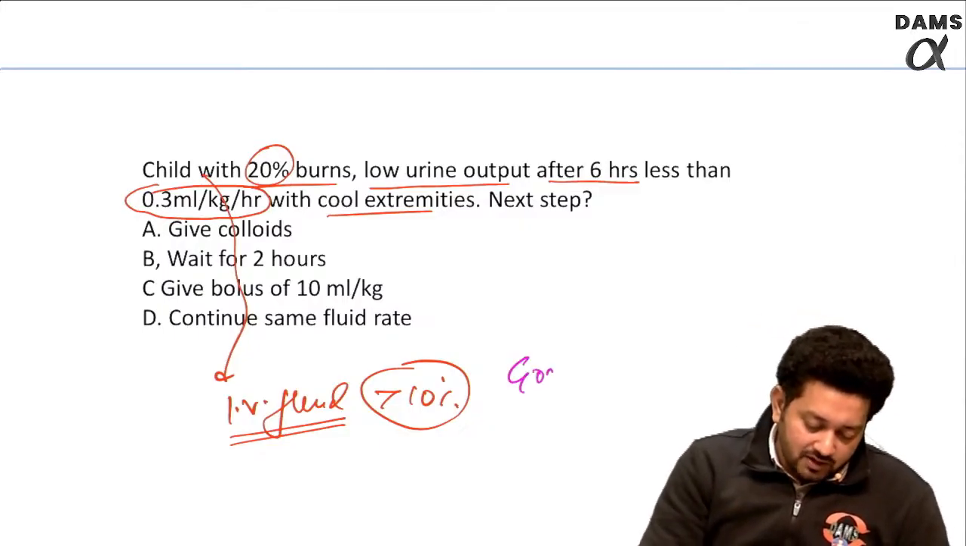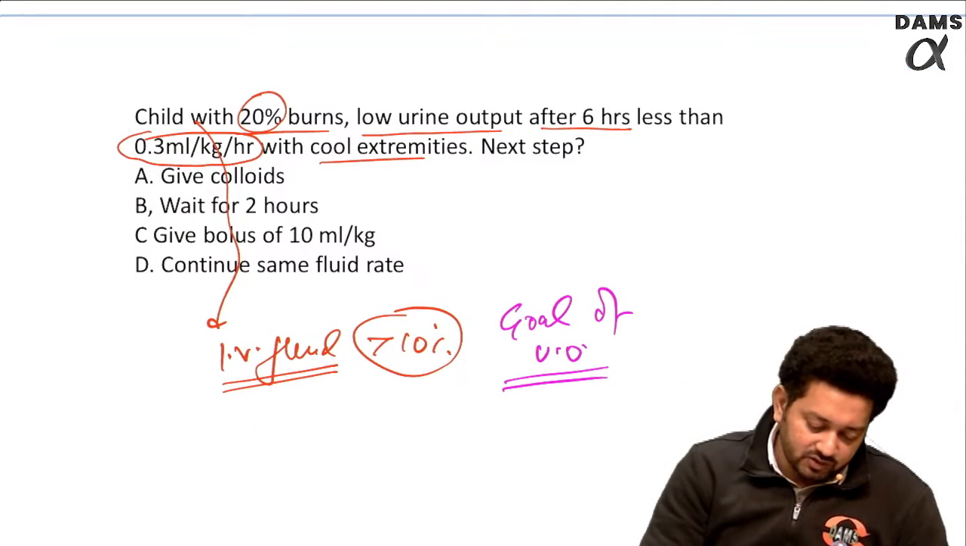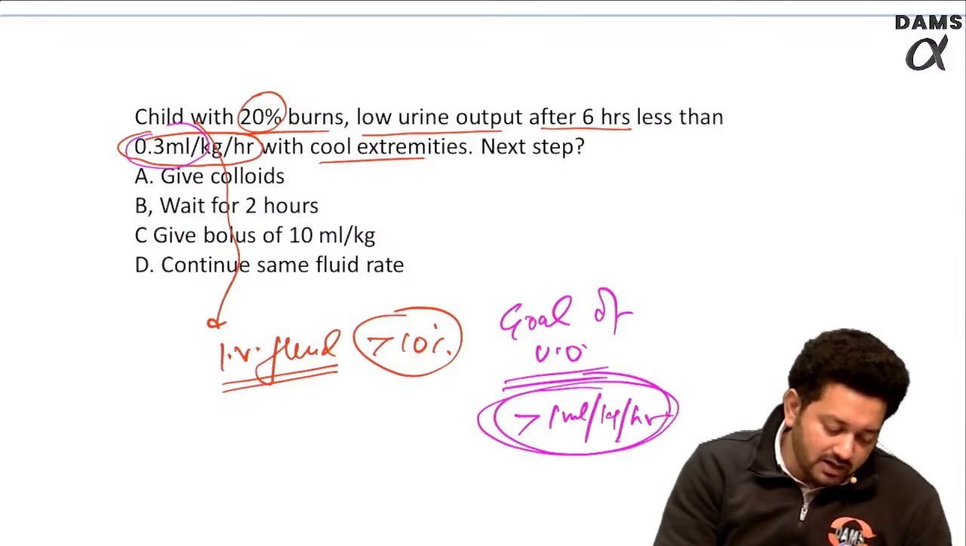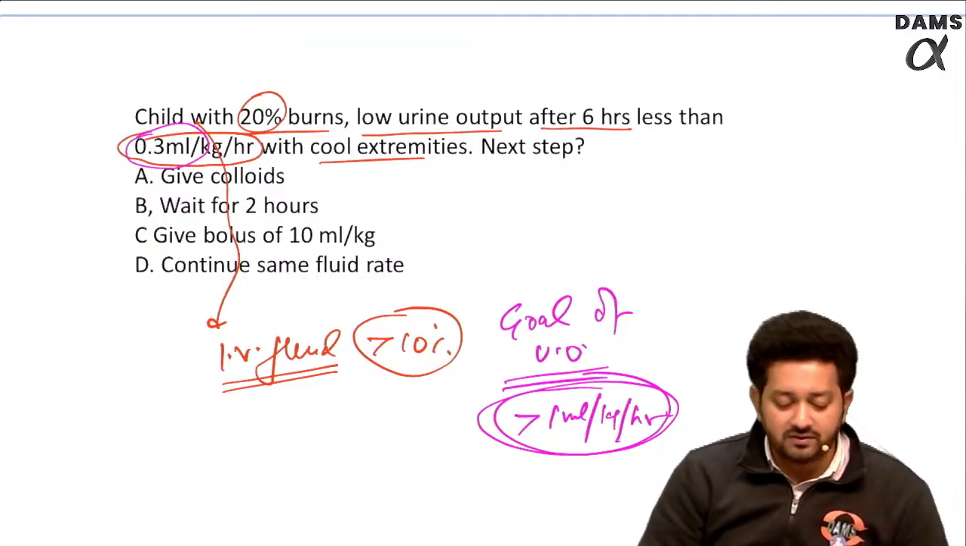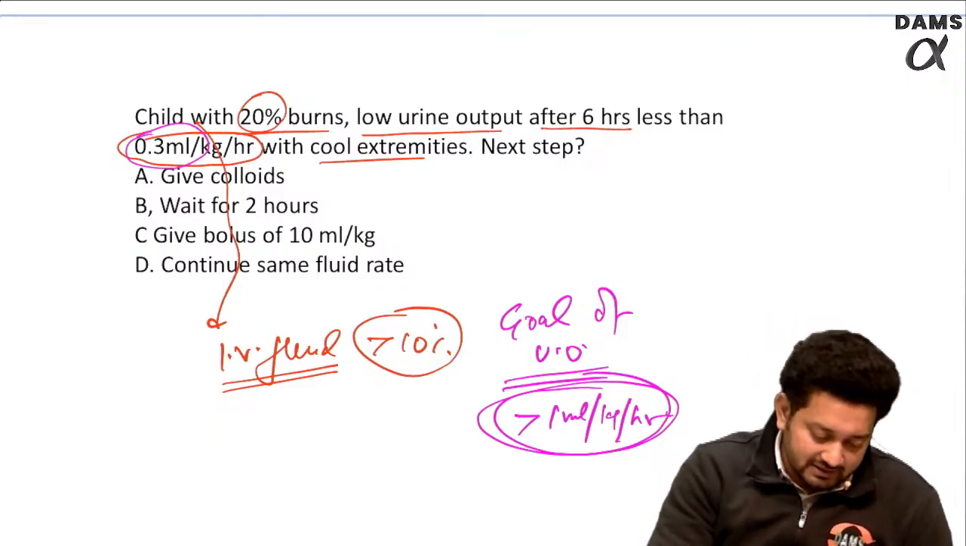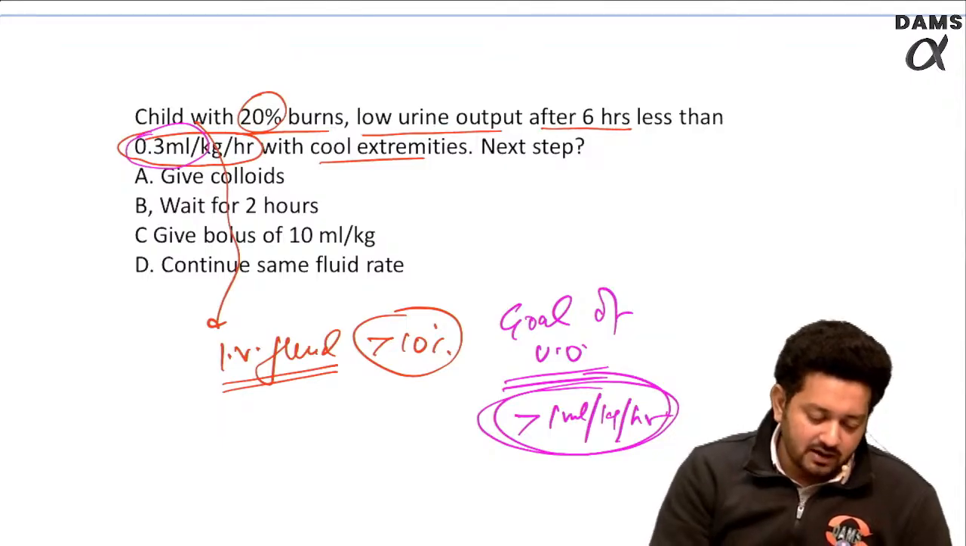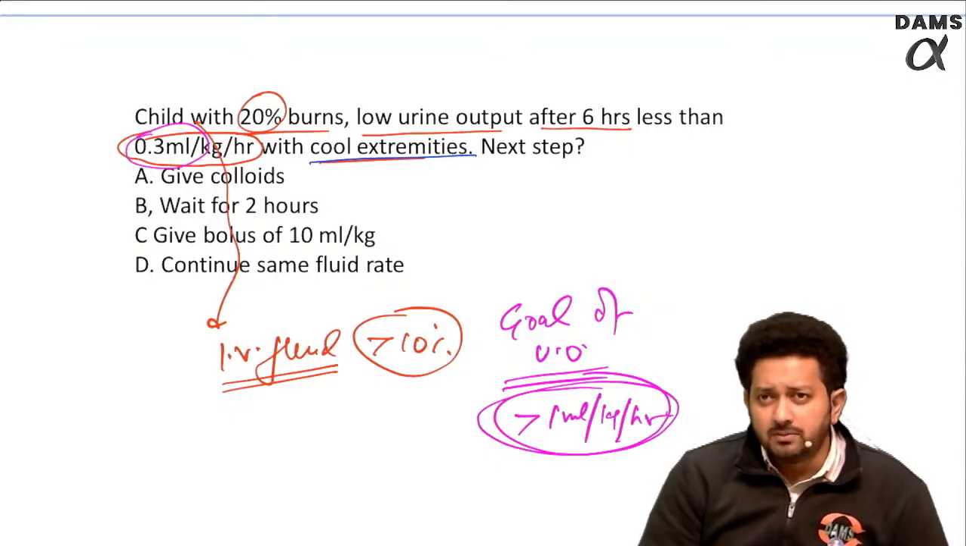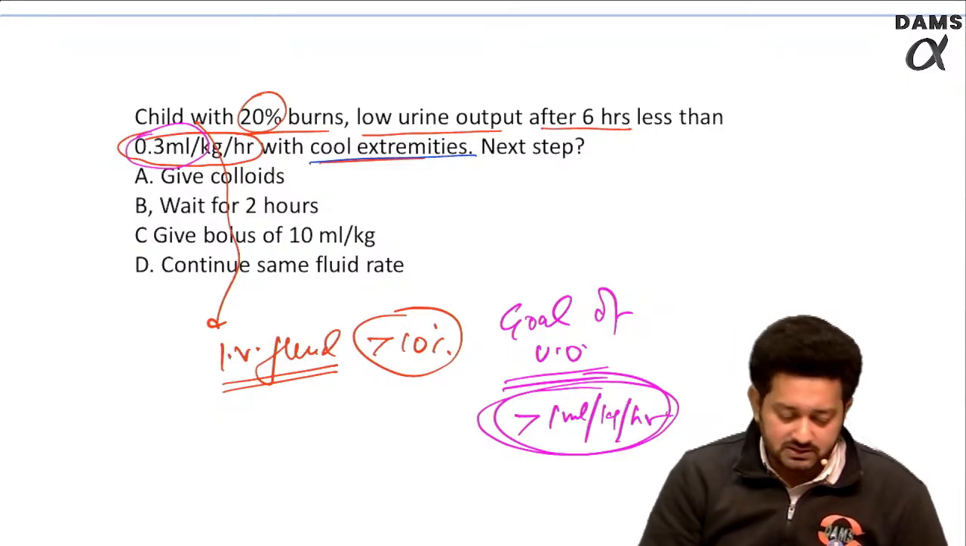So when you are giving fluid, the goal of urine output in a pediatric patient should be more than 1 ml per kg per hour. And this kid is having 0.3 ml per kg per hour. Definitely it is less. And cool extremities means the child is already in a kind of shock. Shock means hypovolemic shock. This is what you get in burn patient.